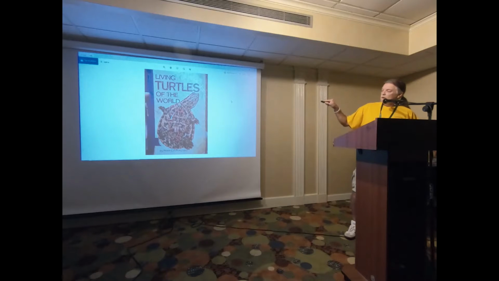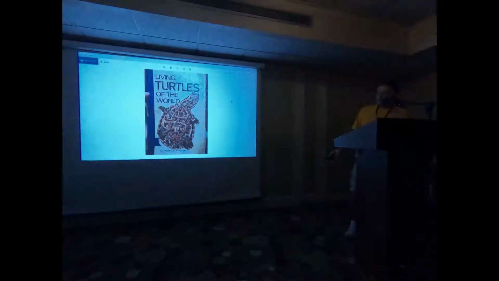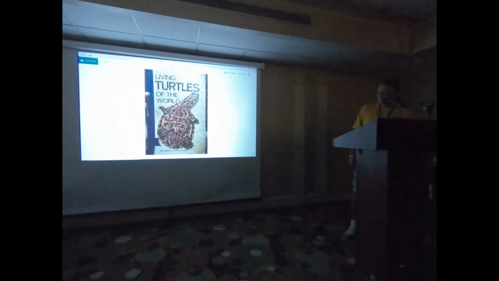But this book in 1967 was so instrumental for me. It taught me the different described species, although so much has changed since then. So much of the genuses and subspecies have shifted around, but that really got me started to where I got my scientific names down.